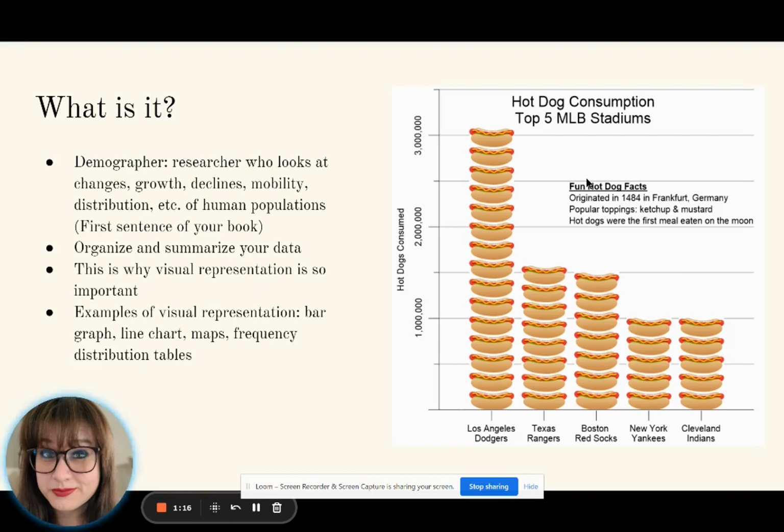And we're going to be talking about visual representation and why it's so important. So there are some examples of visual representations like bar graphs, line charts, maps, frequency distribution tables, etc. On the right here, you can see this is just a fun little fake bar graph that uses hot dogs instead. And you can tell that on this axis here is where there are evenly distributed values. And then down here are the categories.